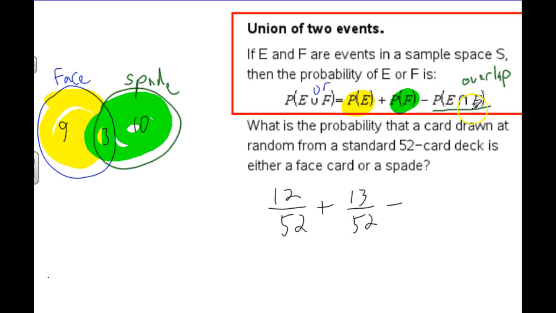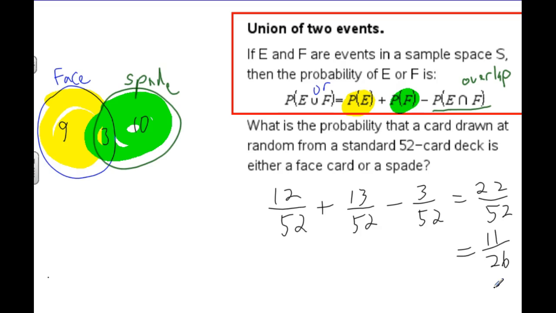Minus, according to the formula, I have to subtract the overlap of this. So the overlap is the AND. That's that little part in the middle. The reason we have to subtract it: to get that 12, I did 9 plus 3. I counted those Jack, Queen, and King of spades. To get this 13, I did 10 plus 3. I counted those Jack, Queen, and King of spades. Again, I counted those 3 cards twice. I have to subtract the overlap because I counted those things twice. This would be 25 over 52 minus 3 is 22 over 52, which is 11 over 26. Type it in your calculator if you want the decimal, and you've got it.